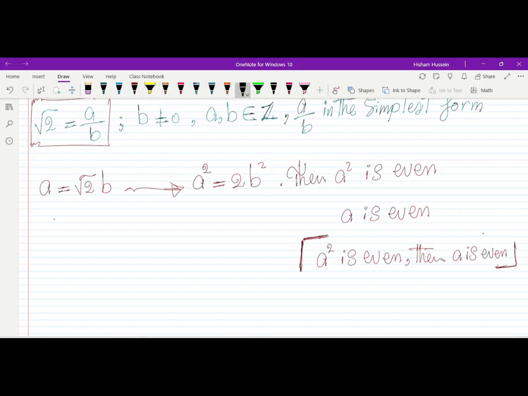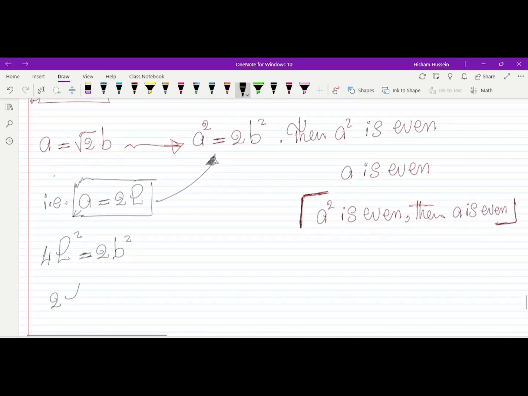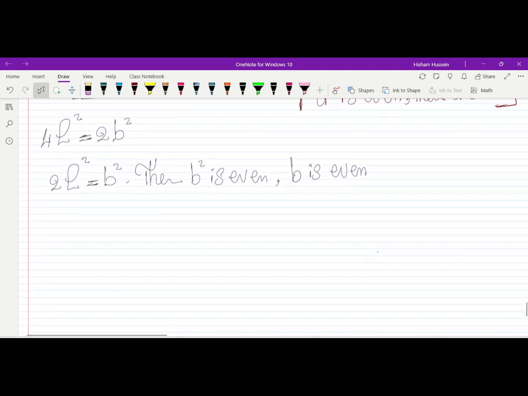Okay. So now a is even. This means that we can rewrite a in the form 2l, for example. And with back substitution, a square would be 4l square. After substitution with 2l, it would be 4l squared. This equals 2b square. Simplify this, divide by 2 for both sides. So 2l square equals b square. Then b square is even. And from it, we can conclude that b is even too. B square is even, then b is even.